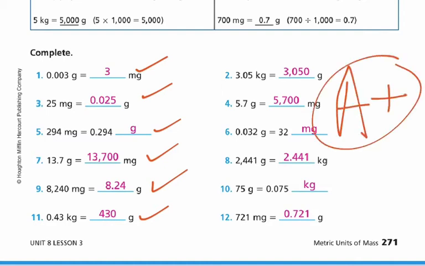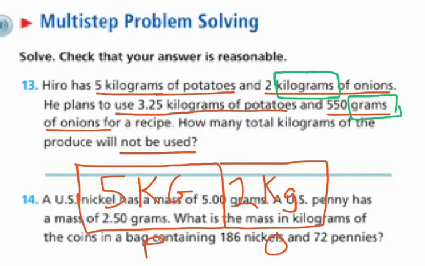A plus for me. Alright, let's get into some multi-step problem solving. It's pretty hard. Make sure you're drawing models. So let's unpack the problem. Start off with 5 kilograms of potatoes, 2 kilograms of onions. Hero plans to use 3.25 kilograms of potatoes, 550 grams of onions for a recipe. How many total kilograms of the produce will not be used?